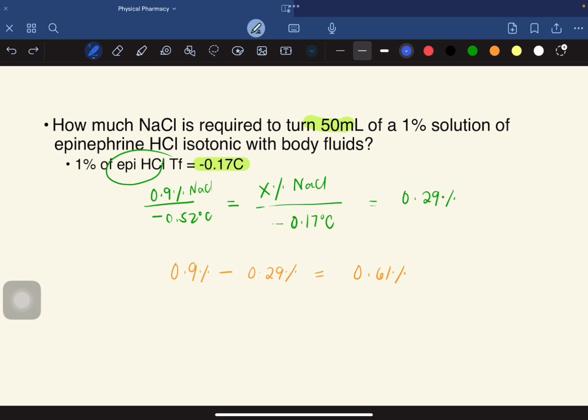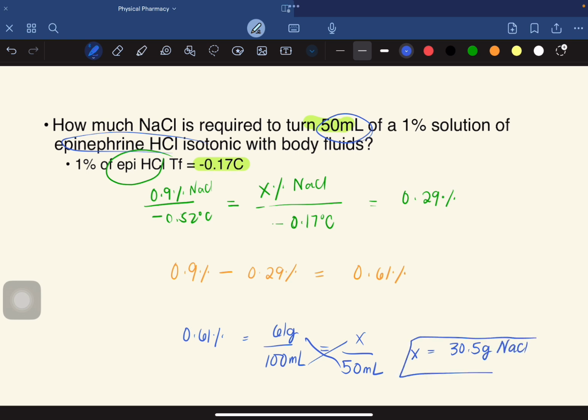0.61%. Now, if you look at the question, 50 ml yung volume. 0.61% is equals to 61 grams over 100 ml. So again, we will do ratio and proportion para malalaman natin how much sodium chloride is needed para maging isotonic yung 50 ml of this solution. So 50 ml, ratio and proportion natin. So the answer would be 30.5 grams of sodium chloride. So that is the answer, 30.5 grams of sodium chloride.